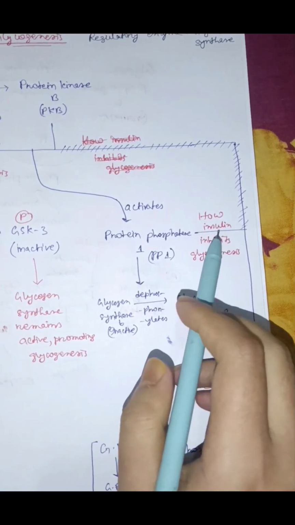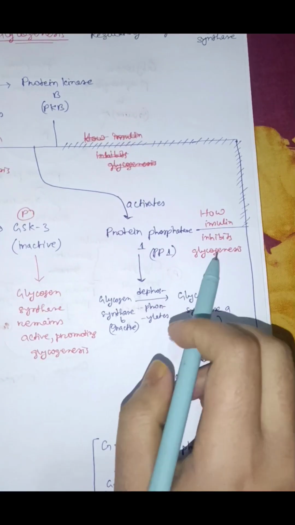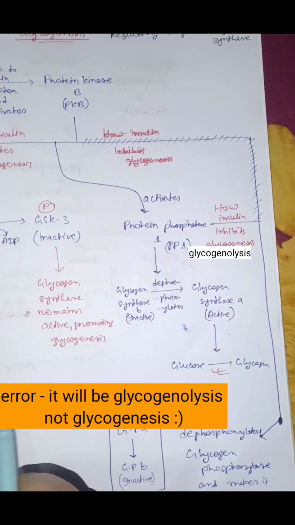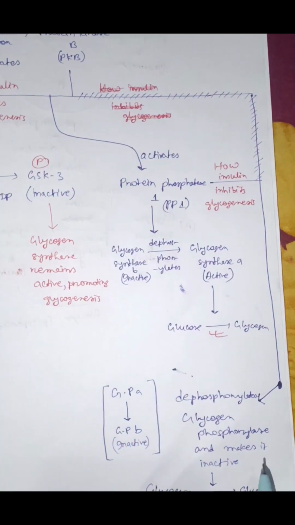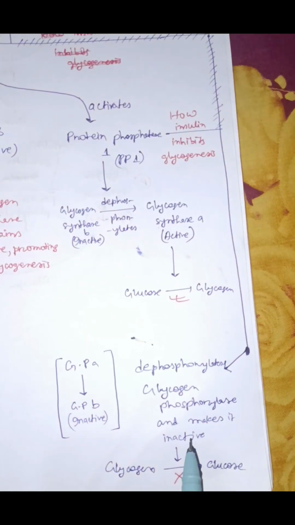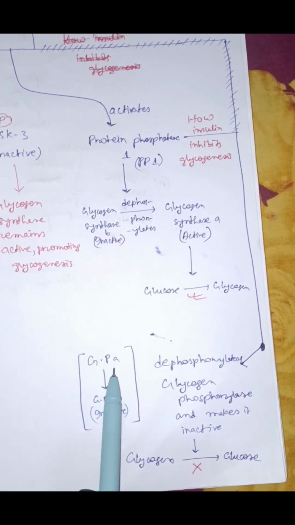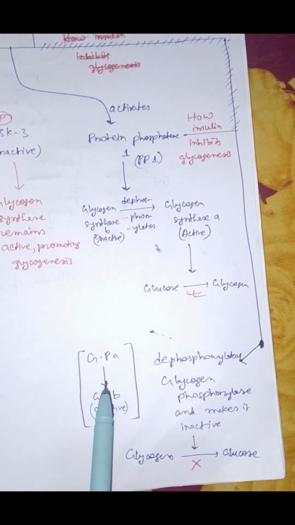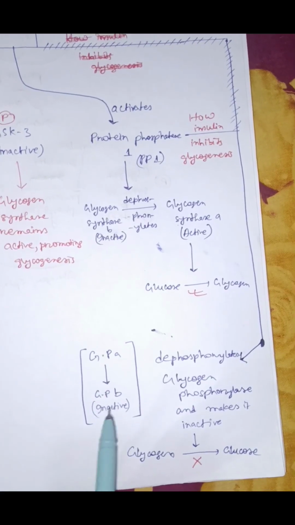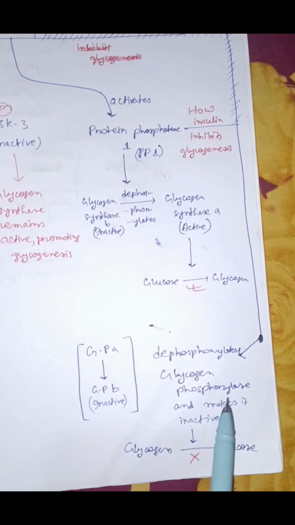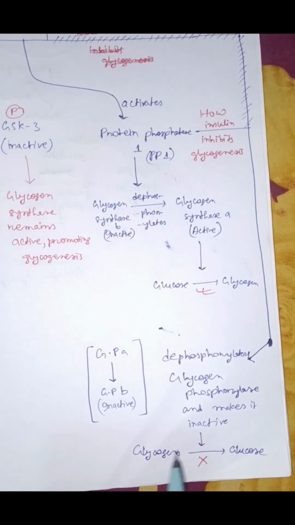Here on the right hand side I have explained how insulin inhibits glycogenolysis. So PP1, that is protein phosphatase 1, dephosphorylates glycogen phosphorylase and makes it inactive. Here GPA was initially active, but after dephosphorylation it became inactive. The inactive form of this glycogen phosphorylase cannot lead to the breakdown of glycogen to glucose.